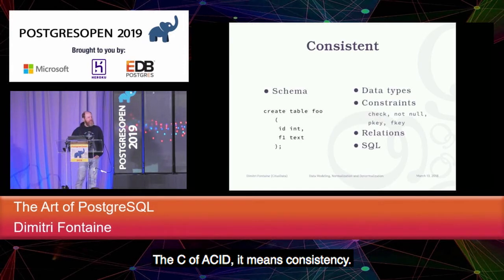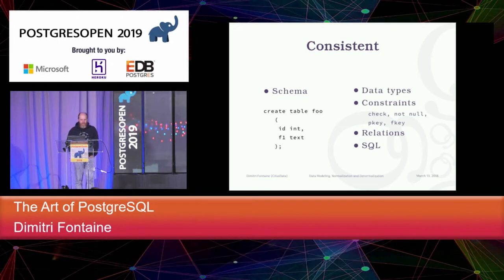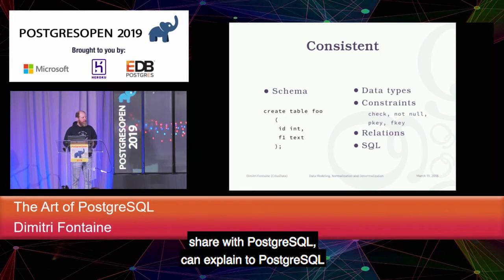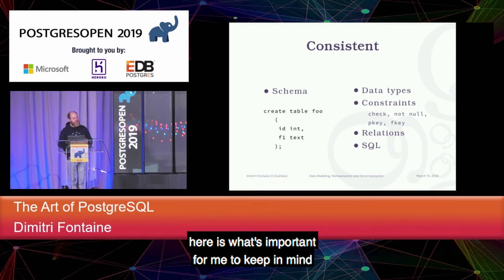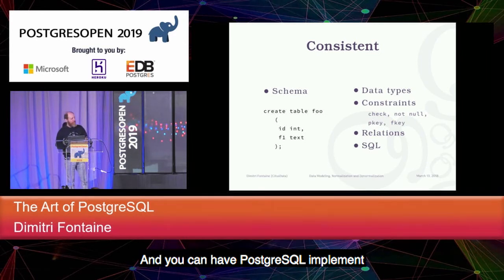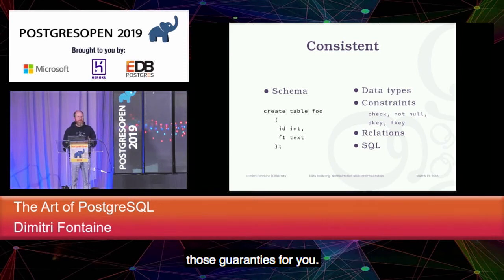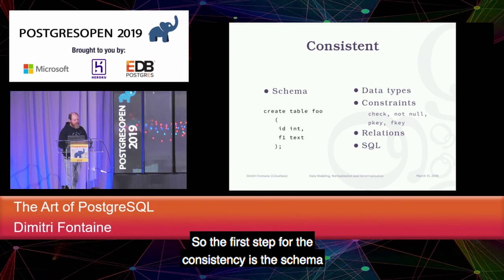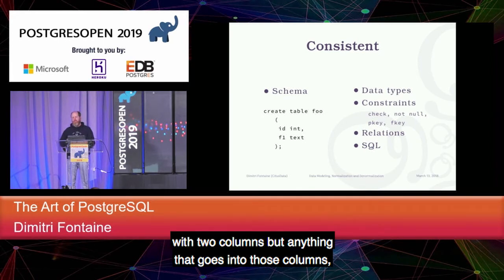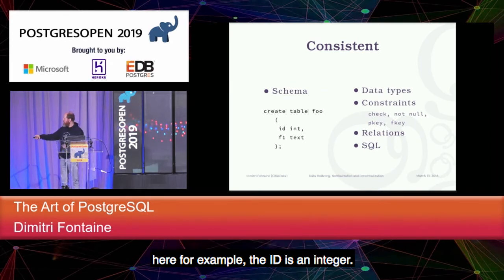The C of ACID, it means consistency. Consistent means there are some business rules that you know about and that you can share with PostgreSQL. You can explain to PostgreSQL, here is what's important for me to keep in mind for the whole data set that we are going to manage. And you can have PostgreSQL implement those guarantees for you. So the first step for the consistency is the schema and the data types. So here it's a very simple table with 2 columns, but anything that goes into those columns, here, for example, the ID is an integer.